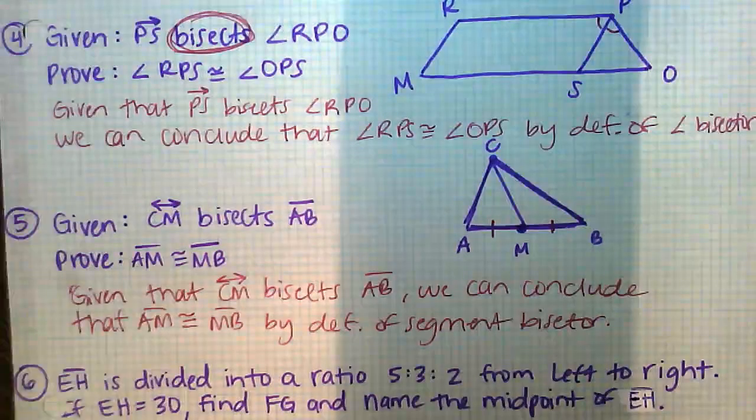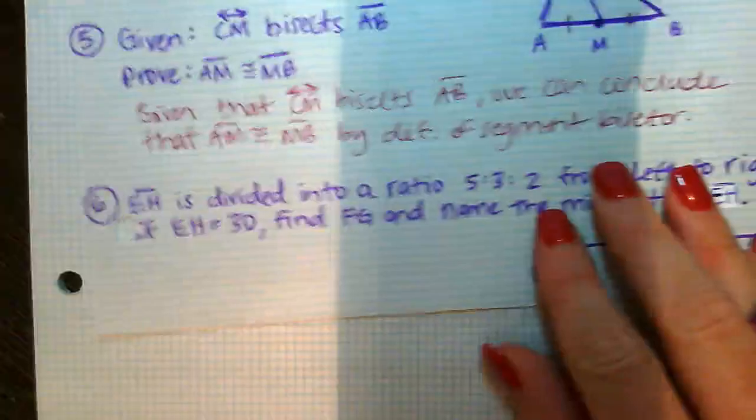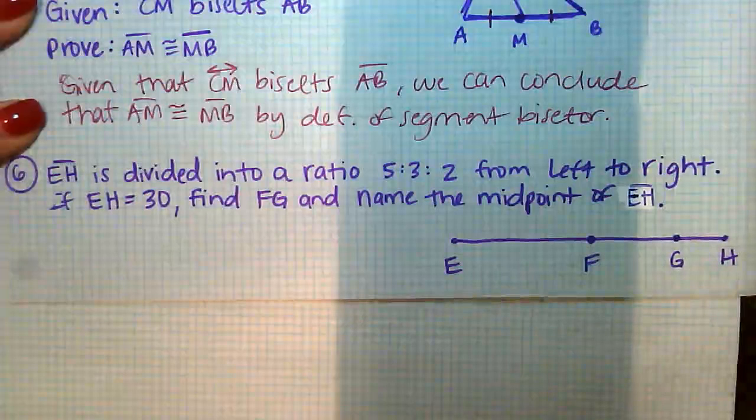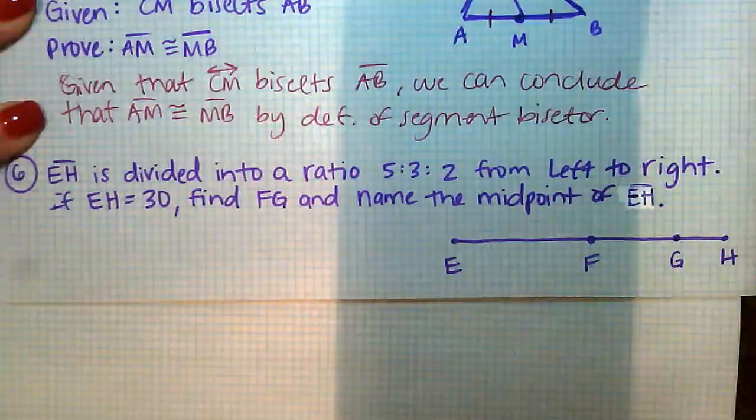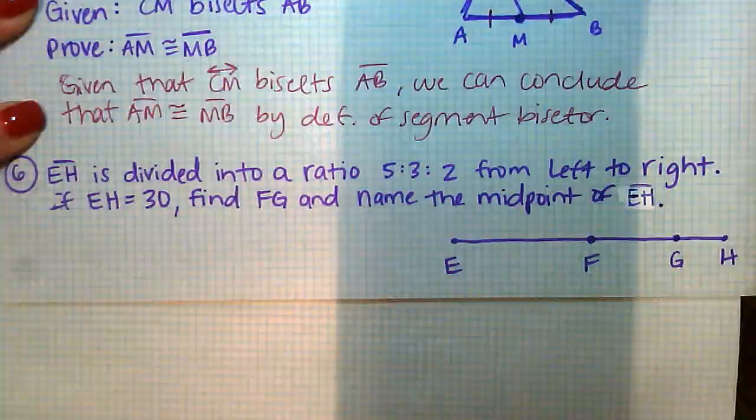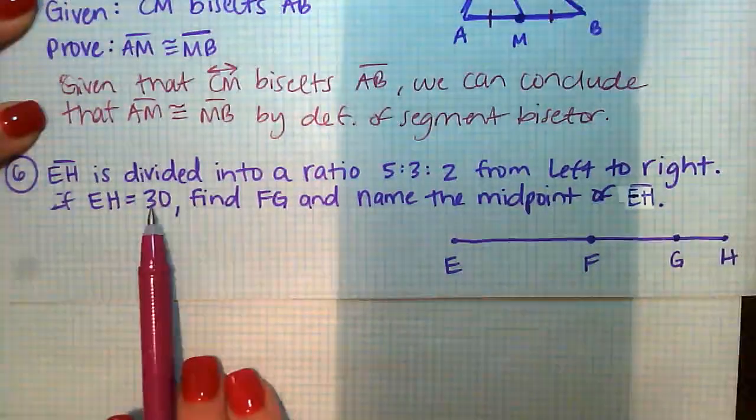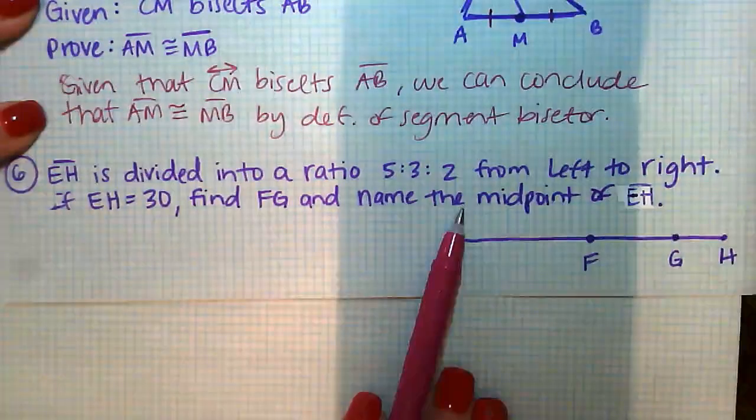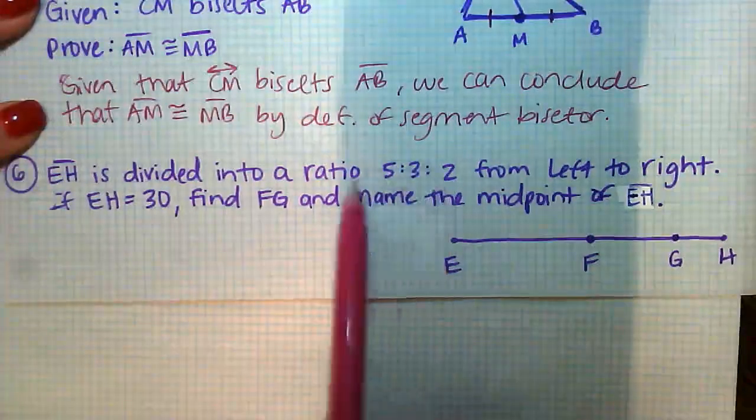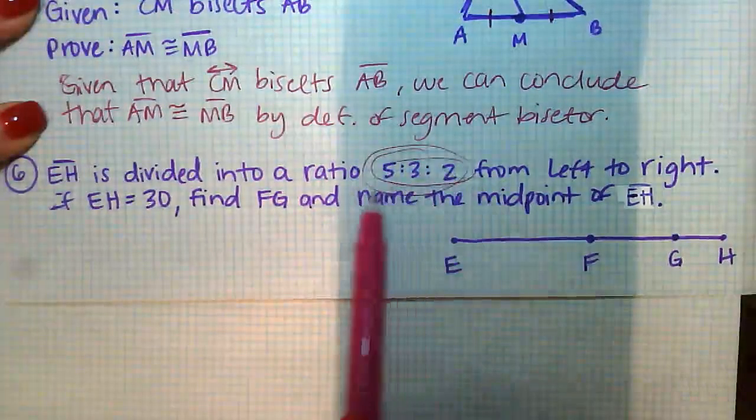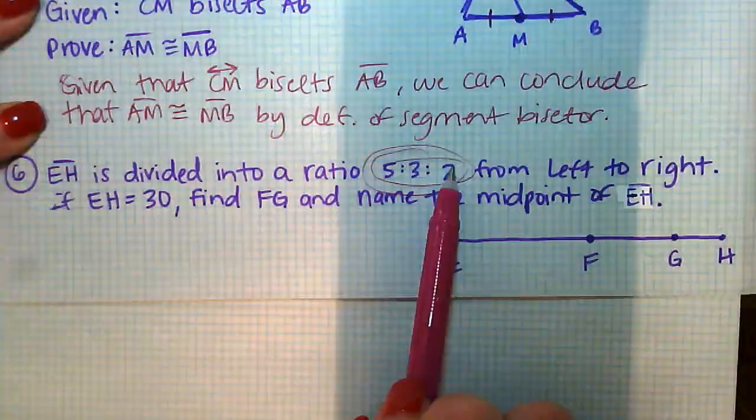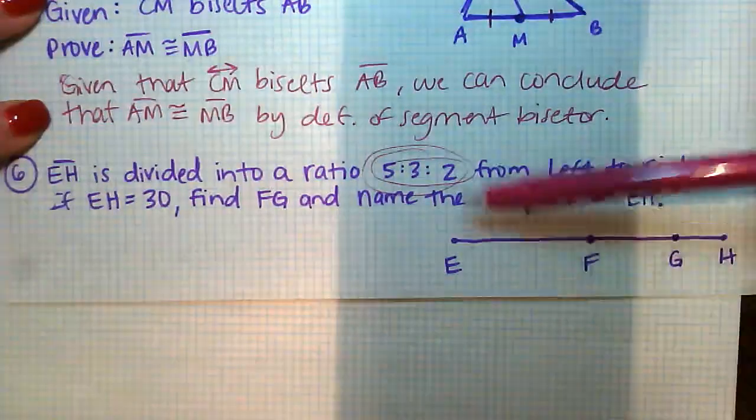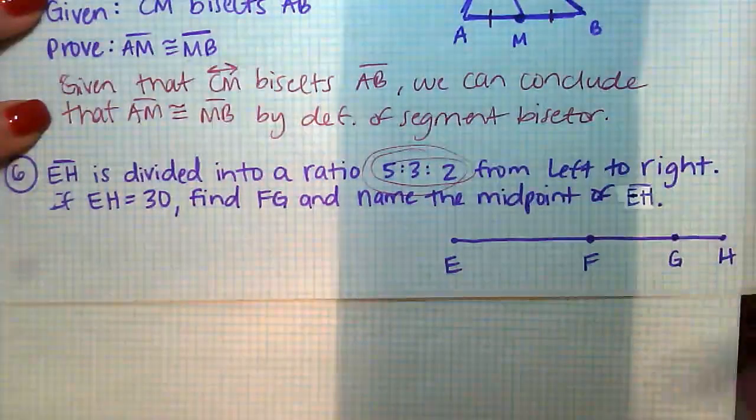Last but not least, if segment EH, and let me slide this over so you can see, is divided into a ratio of 5 parts to 3 parts to 2 parts from left to right, and the entire length of segment EH is 30 units, we're going to find the length of FG and name the midpoint of segment EH. This is the ratio. Now these ratios are split into congruent parts. So 5 parts to 3 parts to 2 parts. These are all equal parts that we're talking about.